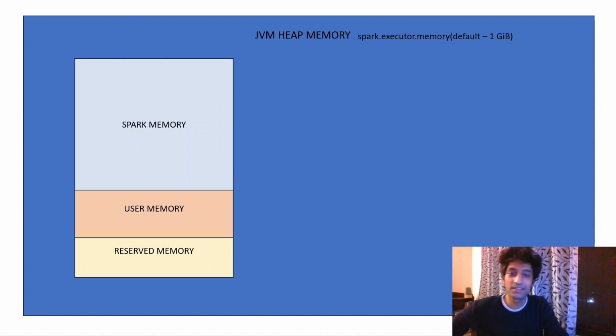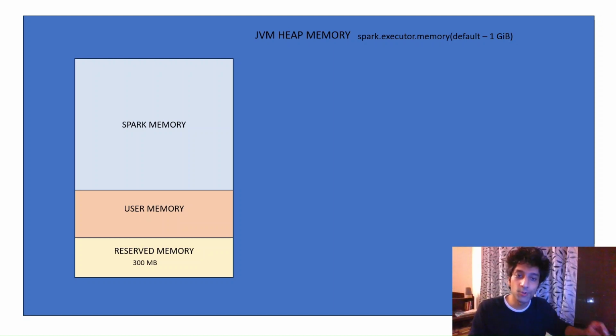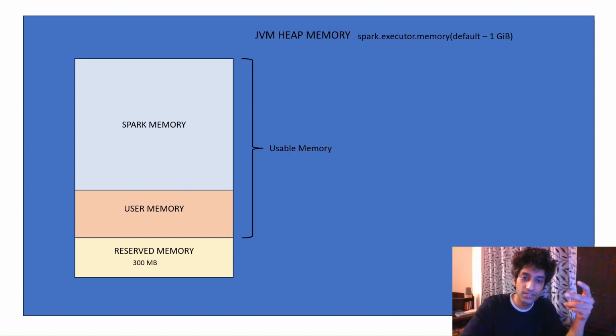Let's start with the first memory segment, which is reserved memory. Now, Spark reserves a portion of the heap memory for storing internal objects and for JVM communication. Like how much memory has been reserved? 300 MB, hard coded. Be it a 2 GB or 3 GB executor, 300 MB will be reserved for JVM communications. And when we reserve 300 MB out of this Java heap, the rest of the memory is called usable memory, which consists of these two memory segments, which is Spark memory and the user memory.